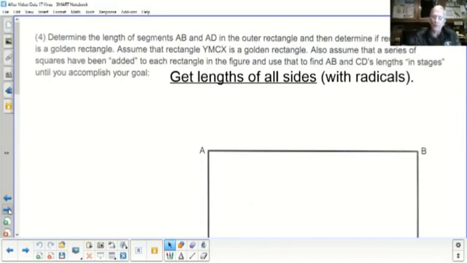And then to that golden rectangle, add another square on its length side, and would we get another golden rectangle, and so forth. Could we continue this process over and over again?